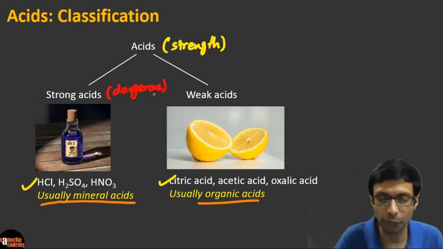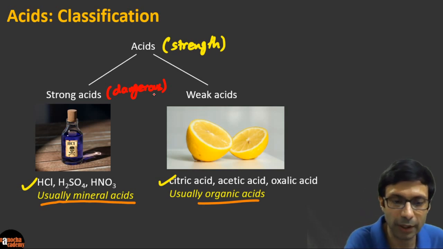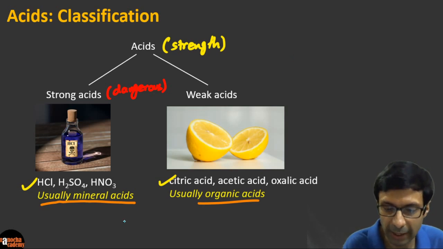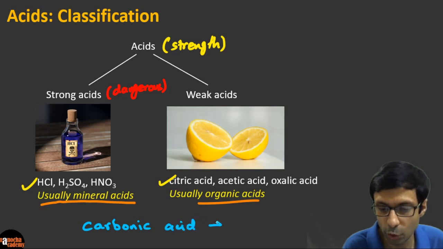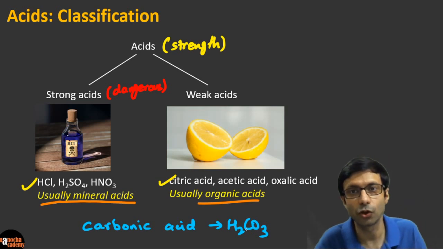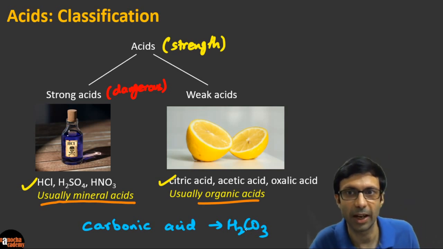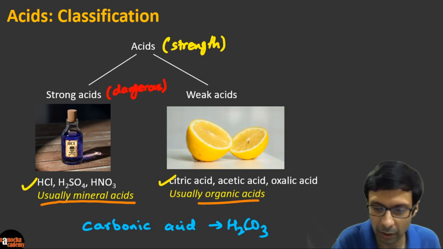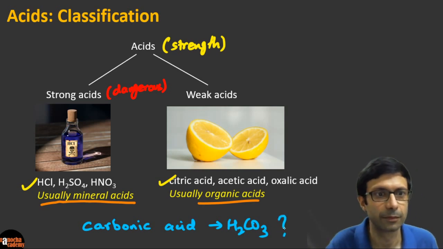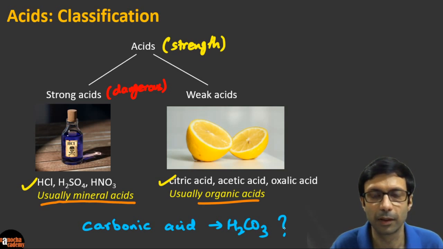Now, can you tell me of an exception? For example, if we take carbonic acid, the carbonic acid that we talked about, H2CO3, which category do you think it will fall in? Would you put it under strong acid or weak acid? Guys, what do you think? Where should I put carbonic acid? So what do you think is the answer, guys?